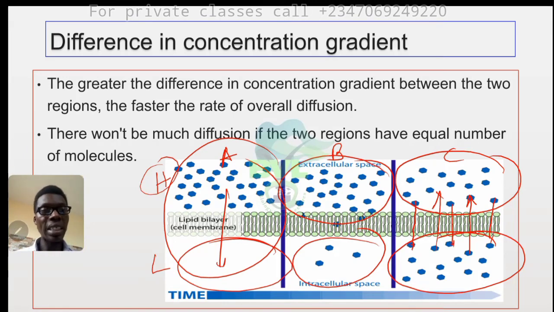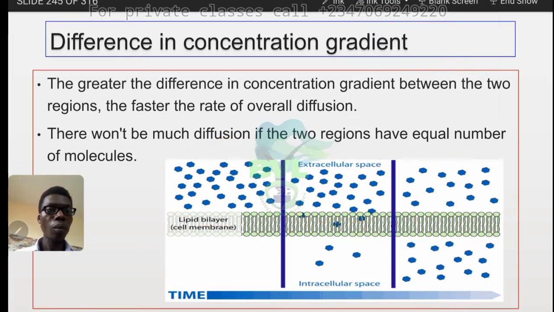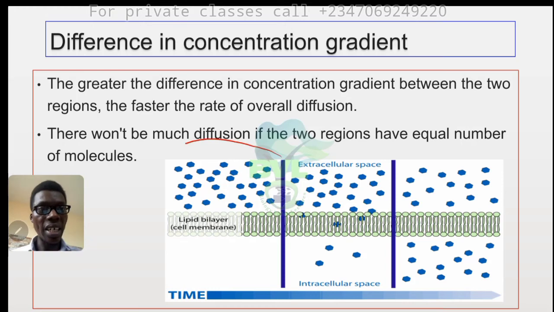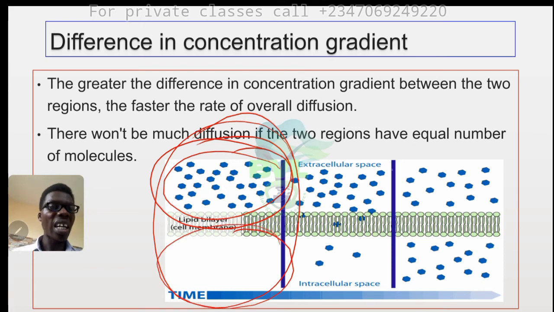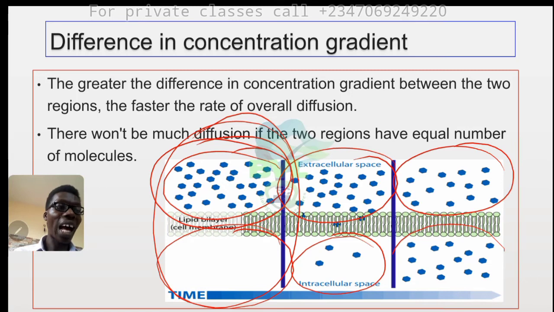So the point is, the more difference there is, the more movement. Let me get that off so that I can see this clearly. Here, the difference is very, very much: high concentration, low concentration, high concentration, low concentration. So there will be movement really like that.